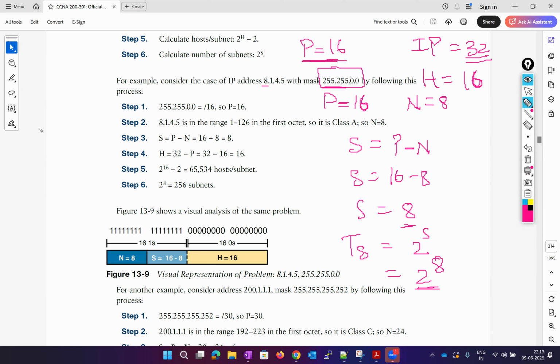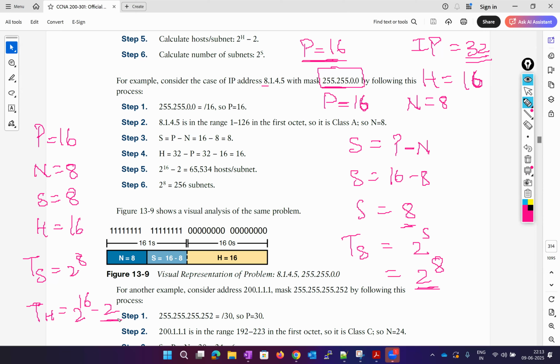So with this, we found out P is equal to 16, network bits is equal to 8, subnet bits is equal to 8, right? Then host bits is equal to 16. Total number of subnets is equal to 2 power 8, and total number of hosts is equal to 2 power 16 minus 2. We know that this minus 2 is for the network ID and for the broadcast ID.